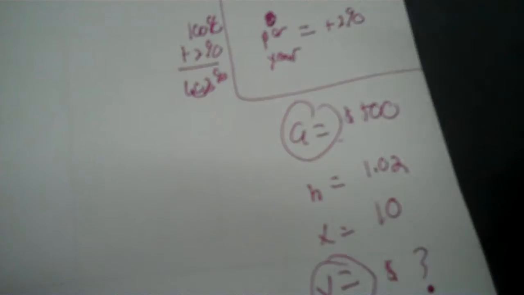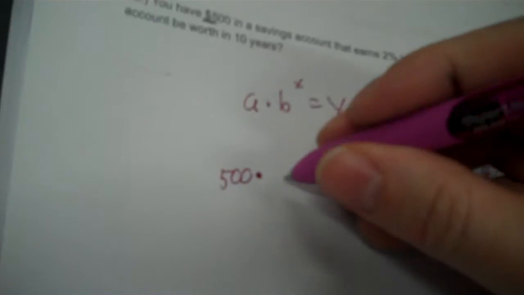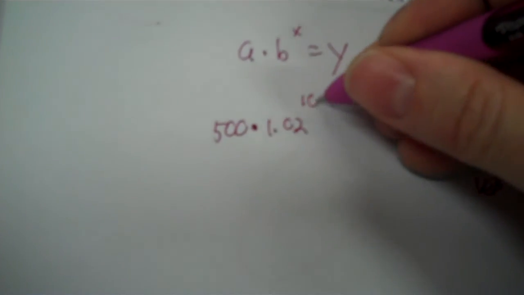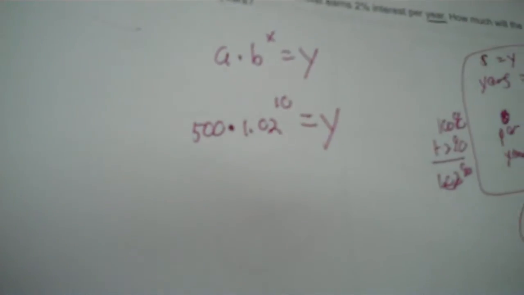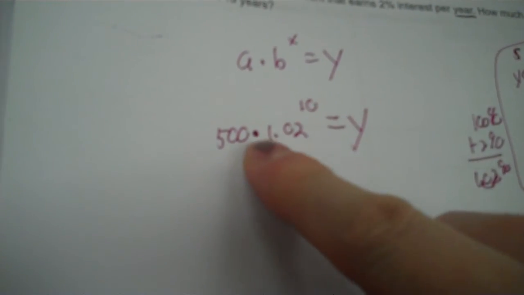So now I just put these into the formula. So a is 500. The b is the 1.02. The x is to the power of 10 equals y. So to solve for y, I just need to plug that into my calculator. Okay, I got $609.